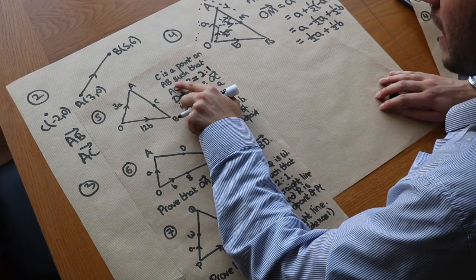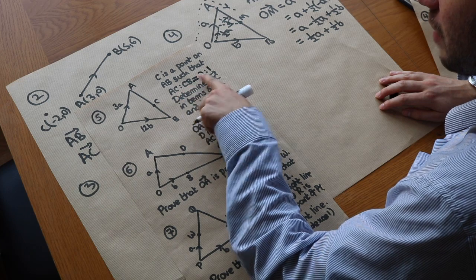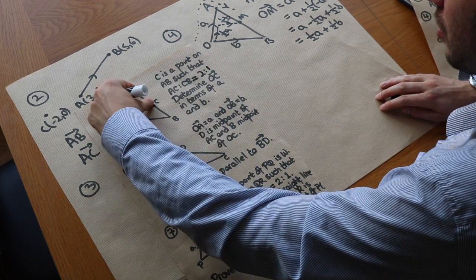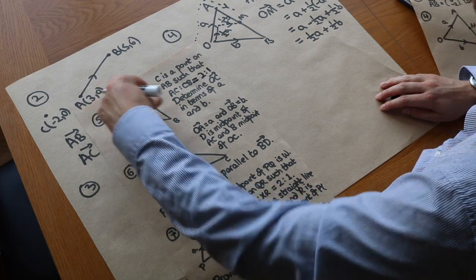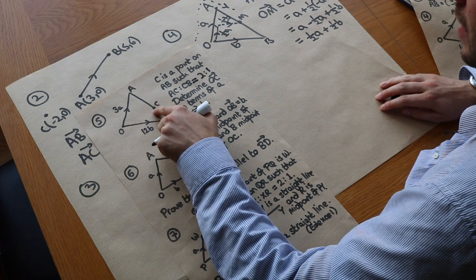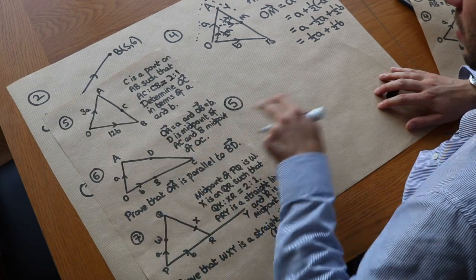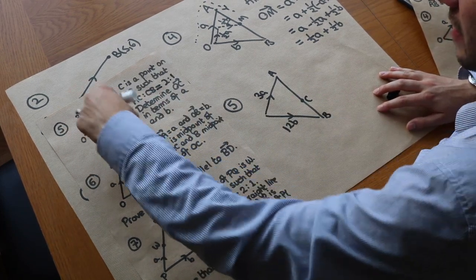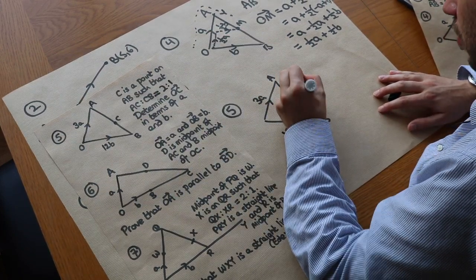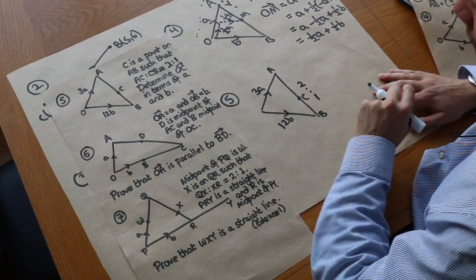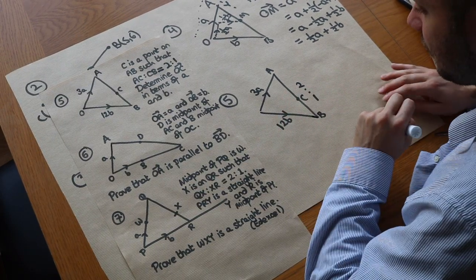C is a point on AB such that AC to CB is 2 to 1. So AC to CB is 2 to 1. So that's twice as big as that length there. Determine O to C, so from here to here, in terms of little a and little b. So if I just write this out again. Now when I get a ratio like this, like AC to CB is 2 to 1, I tend to write the ratio on the diagram just so I don't forget it and it's there for me to visually see.